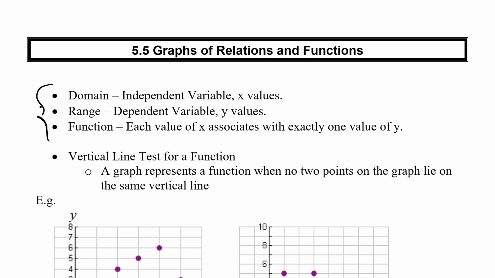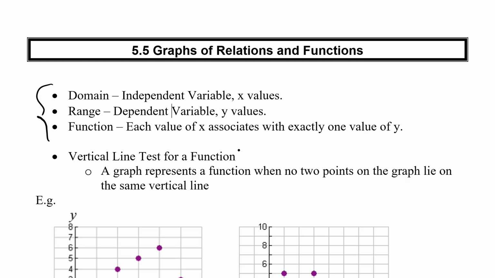So we want to look at another way we can see if we have a function. And it's another way to look at this idea of one value of x with one value of y. It's called the vertical line test. So if you perform a vertical line test and it passes, you will have a function. If it fails, then you don't.